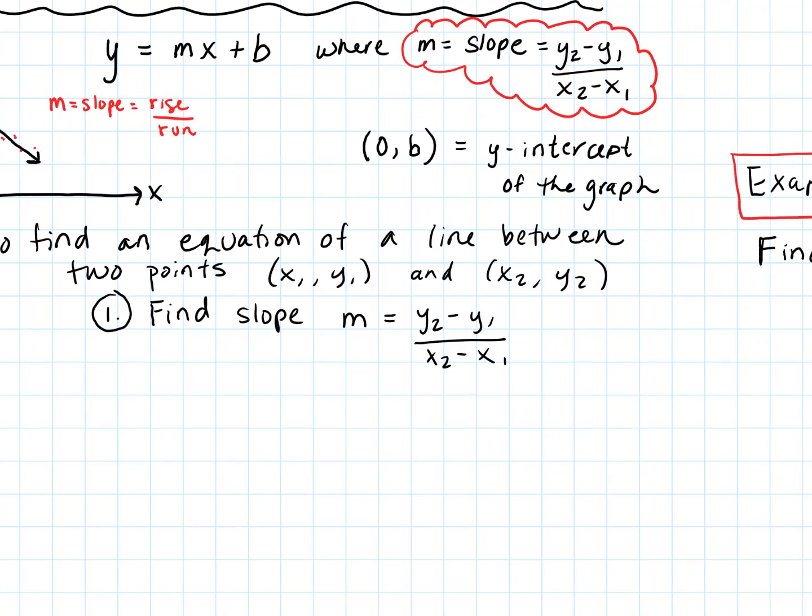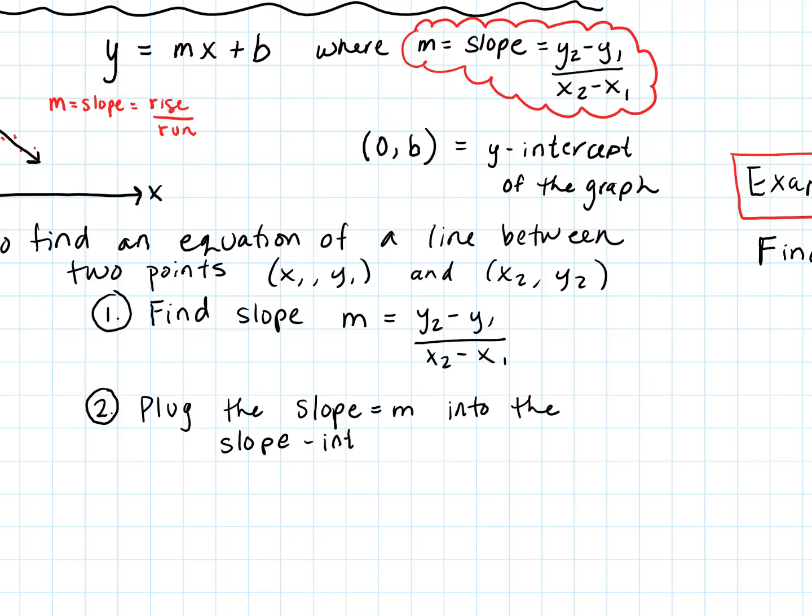After we have found the slope, the second step is to actually plug that slope into the slope-intercept equation. So plug the slope, which again, remember we call m, into the slope-intercept form of a line. So we go y equals, now we know m, we just found m, so we're plugging in m, x plus b.